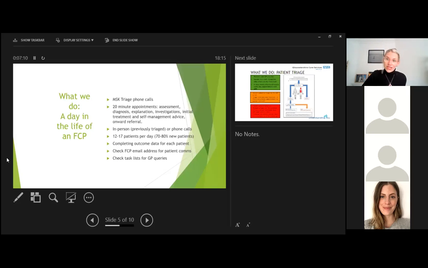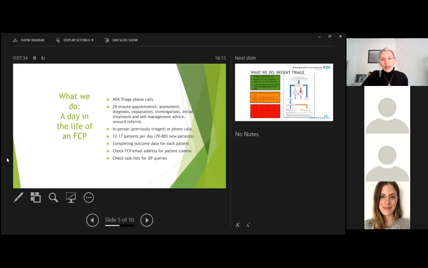On top of those clinical contacts, so the conversations that you're having with the patient, we're also completing outcome data for each patient. So what they came in with, what investigations you did, what the outcome of those investigations has been, have you made any referrals, what advice did you give? That's happening for every patient, because it's really important that we know what happens to these patients, we know how the services are being used.